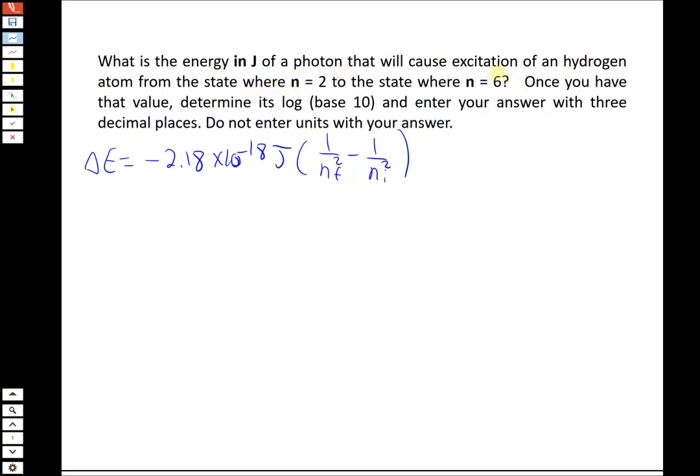So we're going to put those numbers in to figure out the change in energy of the electron in the hydrogen atom when it goes through that transition. We're going to use that constant, and then the final n value is where we end up at. That's going to be 6. So we're going to put 1 over 6 squared, and then the initial n value is 2, so we're going to put 1 over 2 squared for that second term there. And so then we're going to work out the math. Just give me 1 second to do that.